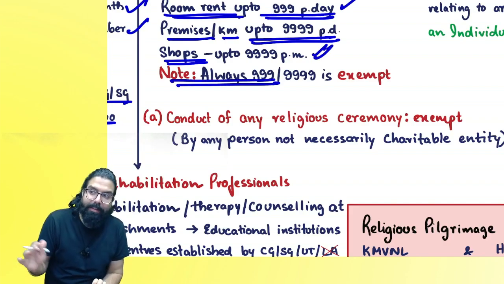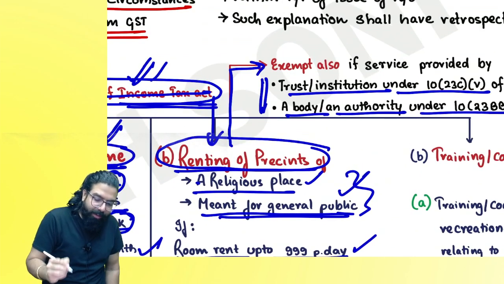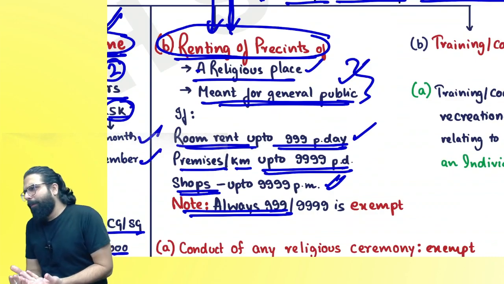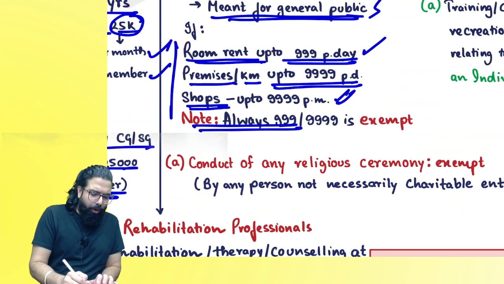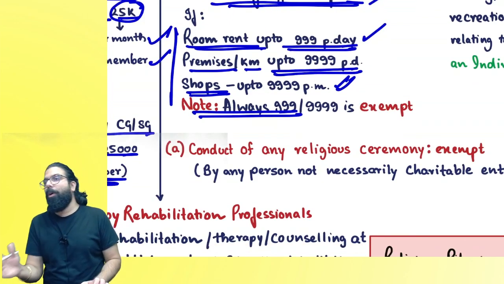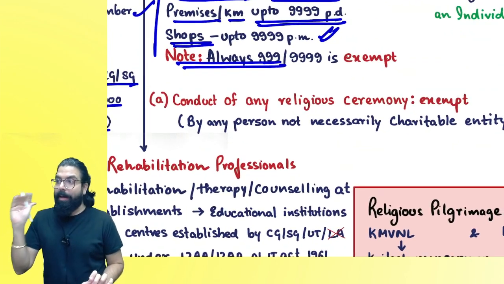Always remember one thing, if there is an entity registered under 12AA or AB, basically running a religious place, and they give Kalyan Mandapam, etc. All this I've gone ahead and told you. Are we clear, everyone? 999 will always be exempt. 10,000 or 1,000 will always be taxable.